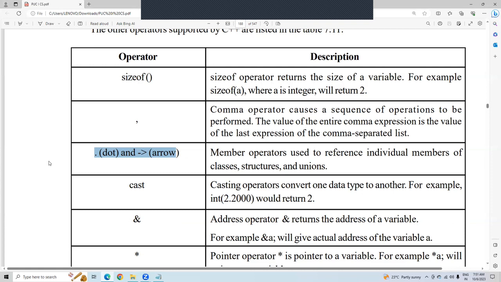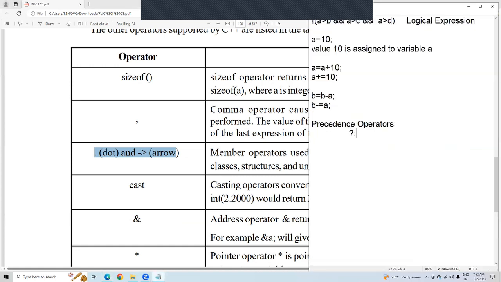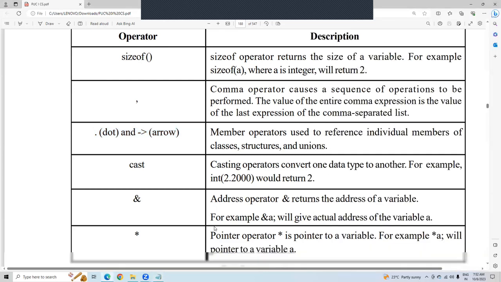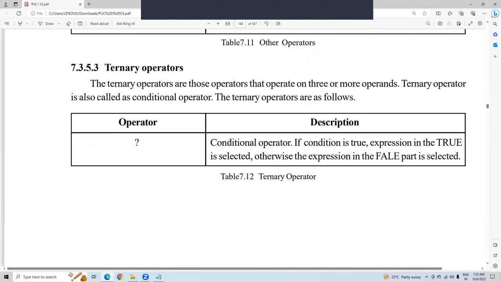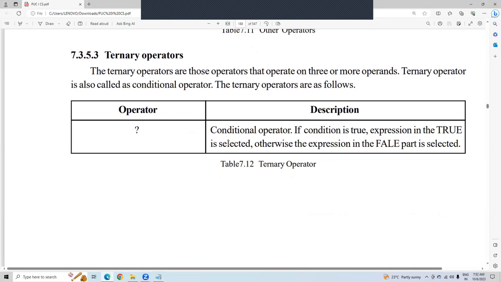Cast operators convert one data type to another. Means we don't have a word called cast. It is a type conversion. Say, suppose there is a value 2.3, which is a decimal value. If I want to convert it to integer, we write like this, (int) 2.3. This says that 2.3 will be converted to int. That means you will get only the integer part, that is 2, and the decimal part will be discarded. And we have address operator and pointer operator. We have ternary operator also.